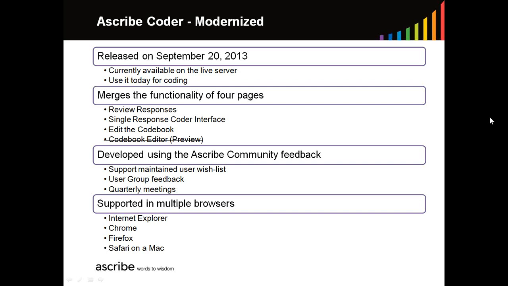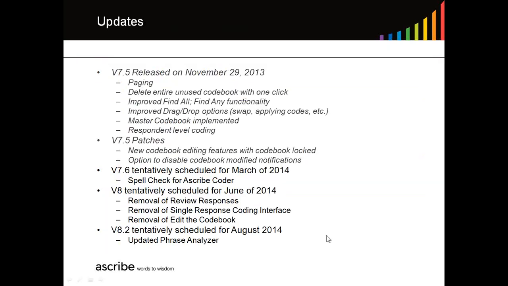Ascribe Coder was developed using our Ascribe community feedback. It was developed with the user's wish list in mind, and also from our user group feedback. We had internal steering committees, and then also our users group gave feedback on the prototype and the various versions of Ascribe Coder prior to release. Ascribe Coder was also created to be supported in multiple browsers. Prior to the release of Ascribe Coder, we could only code using Internet Explorer. Today, we can use Ascribe Coder in Internet Explorer, Chrome, Firefox, or Safari on a Mac. And I'll be addressing that a little more once we actually get into the software.